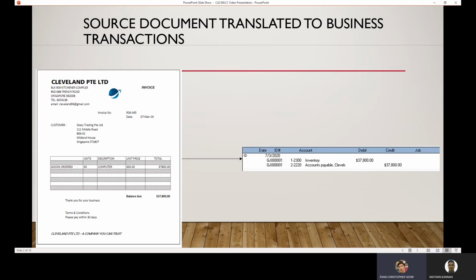A source document translated into a business transaction refers to transferring the invoice into a general journal. So the first thing to look out for is the date, because timing and date is important when referring back to past transactions. Next would be the amount, because the amount will never be the same, but the cost would remain the same from the time of purchase, which refers to the historical cost concept.